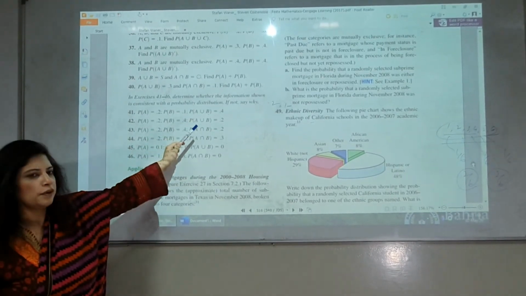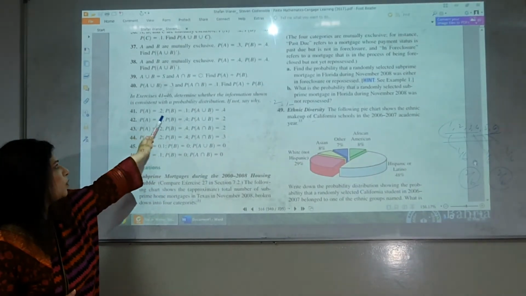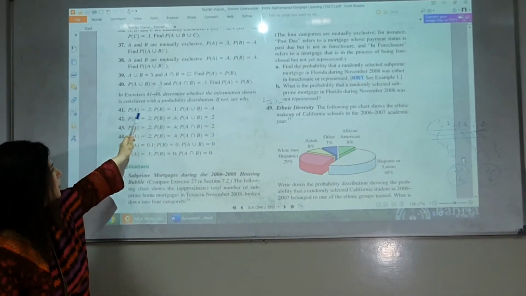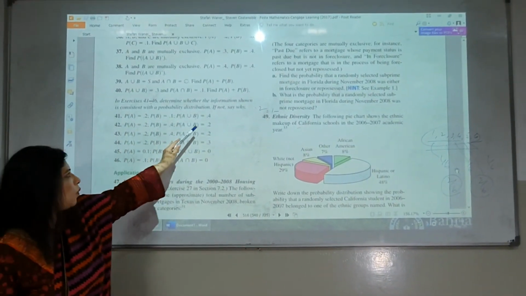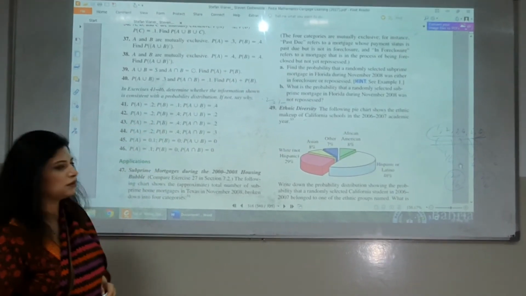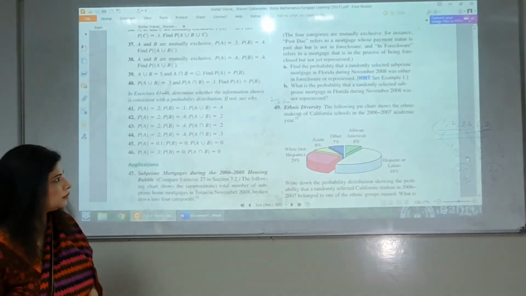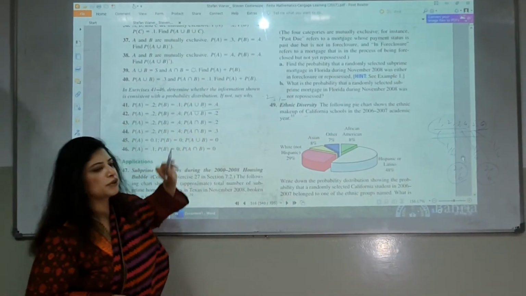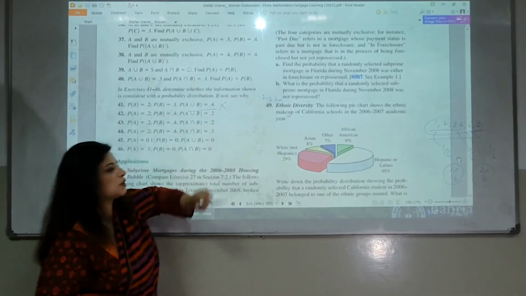I told you that the union is supposed to be an addition of both the probabilities, and then you subtract the intersection from it. So now in this case, you can see this 0.4 is actually greater than 0.2 and 0.1. Now how come that is possible? Okay, so this is not a probability distribution, so I'm just going to put a cross in the first part.